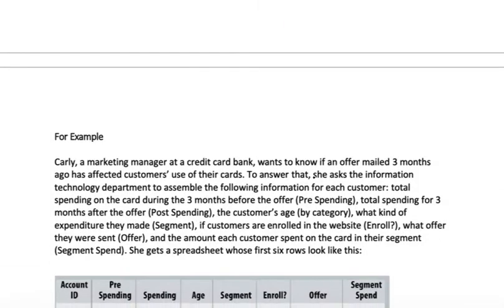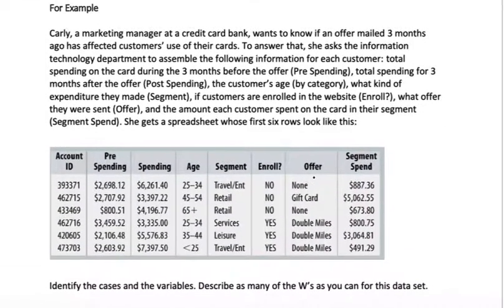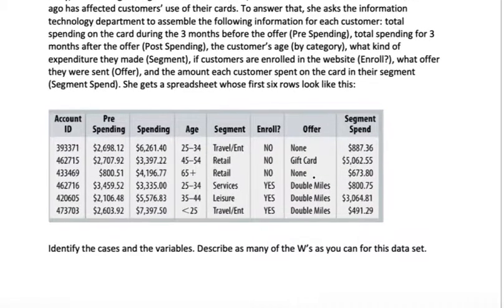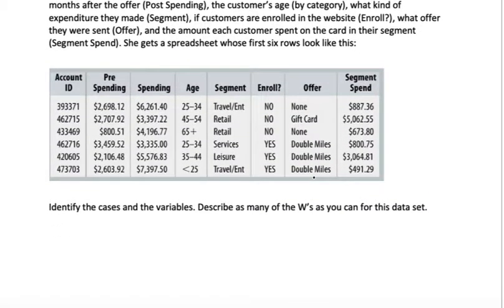So we're going to look at this example with Carly. She's a marketing manager at a credit card bank, and she wants to know if an offer mailed 3 months ago has affected customers' use of their cards. So she assembles this data for different customers, and this is the spreadsheet that she gets. So we want to identify the cases and the variables and describe the W's for this data set.